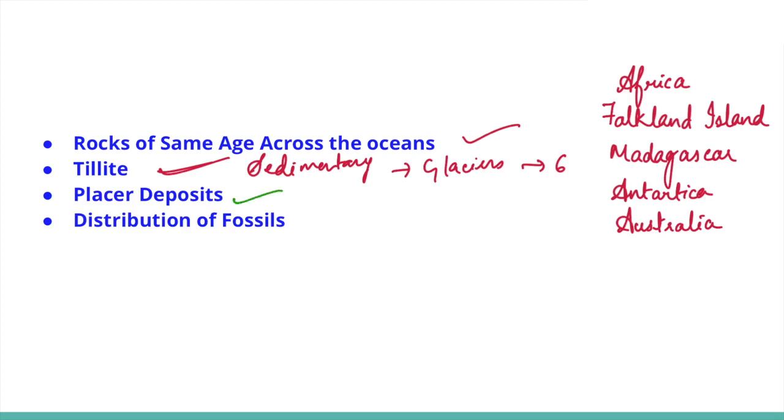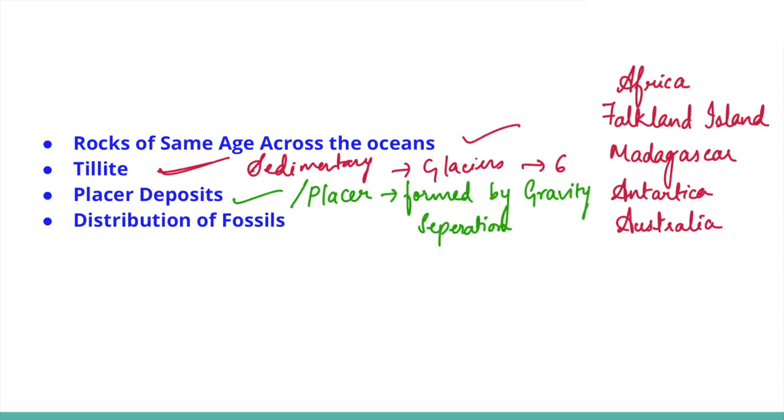Placer deposits. A placer deposit is also called a placer. It is an accumulation of valuable minerals formed by gravity separation from a specific source rock during the sedimentary process. The name is from the Spanish word placer, meaning alluvial sand.